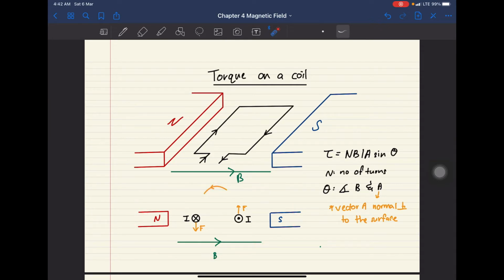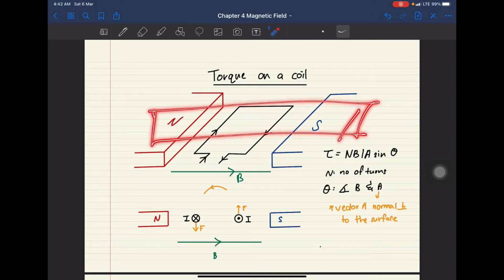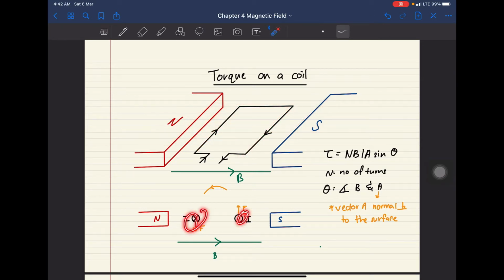This one is basically the same thing, except I just put a paper over there. So this one is going into the page, this one is going out from the page, so you have this kind of symbol. The direction of B is still the same, which is to the right. Then you have to determine the direction of force first. Where does the force go? To determine it, you can use the slap rule.